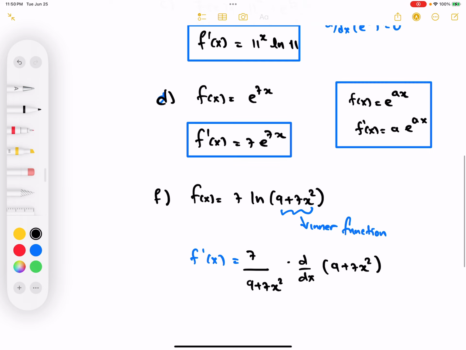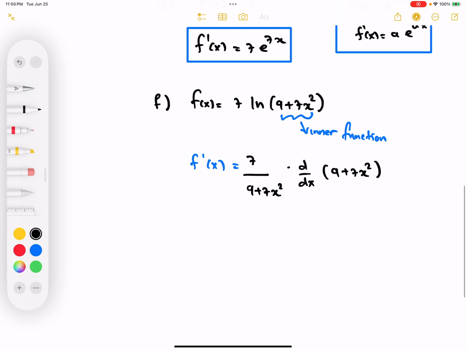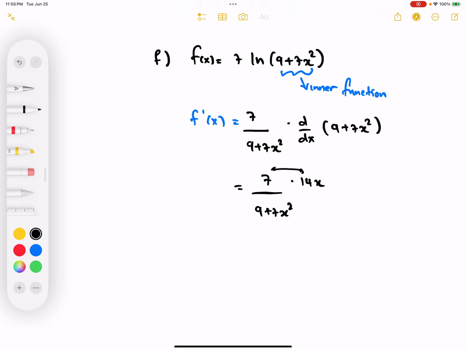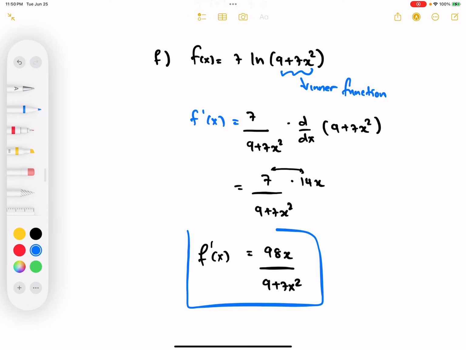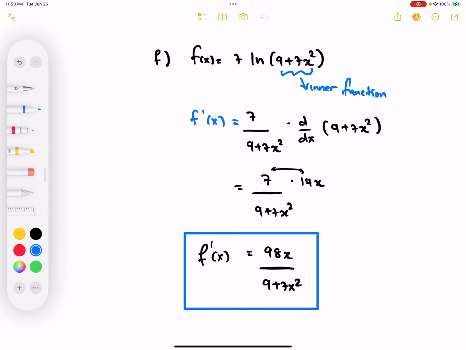The inner function is a polynomial function, so it is easy to find. So 7 over 9 plus 7x squared, and the derivative of this one is, 9 is constant, 7x squared is 14x. So multiply this one. When you multiply 7 times 14, it is 98x over 9 plus 7x squared. This is known as chain rule. We'll discuss it later, but now as a starting point, it's good to understand if you encounter such a kind of function.